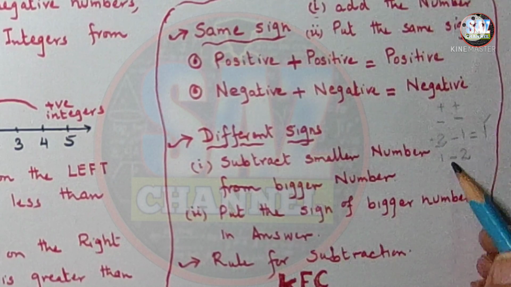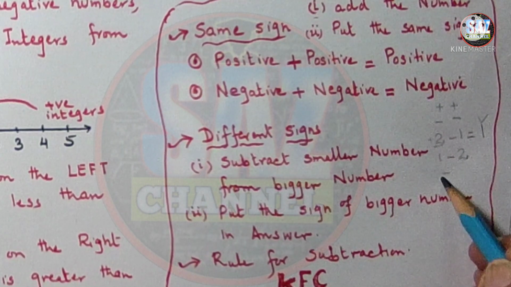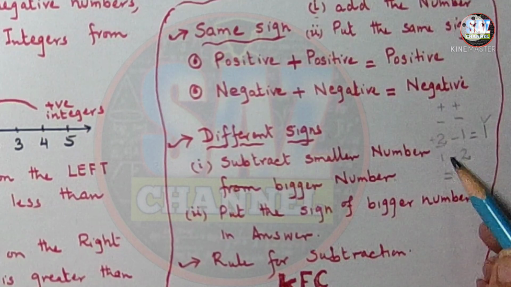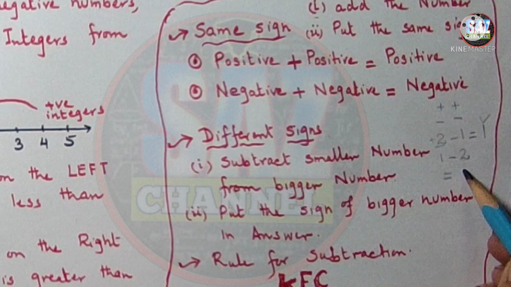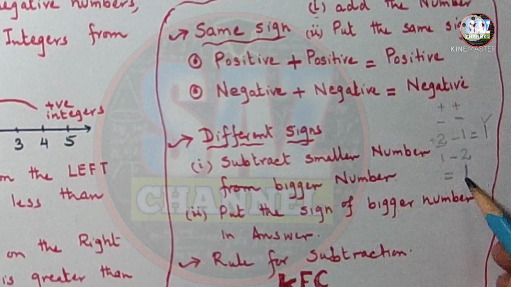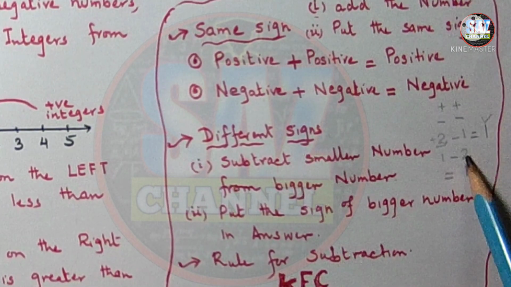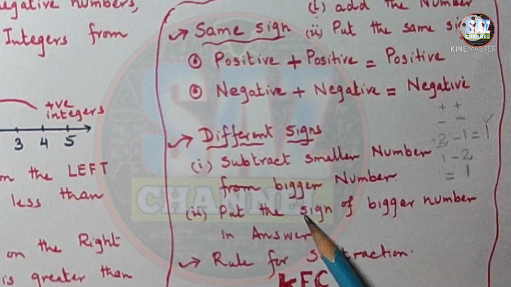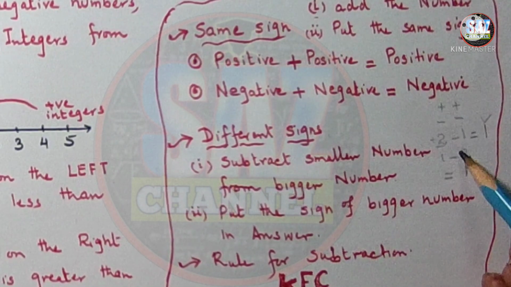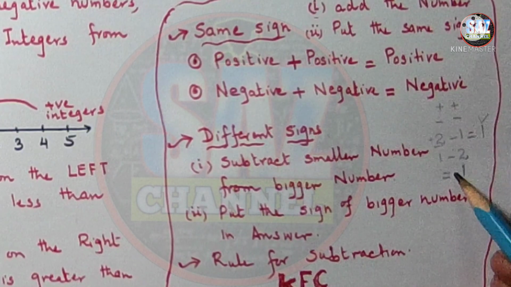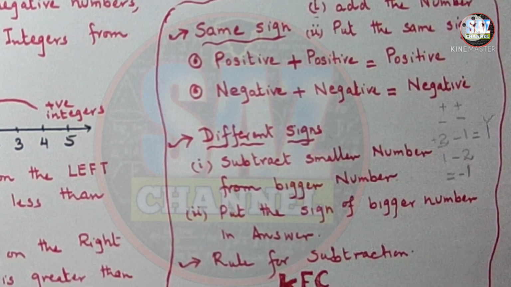And if we look at this situation, again we simply have to subtract, like we are performing the subtraction of 2 minus 1. This will be 1, and now I am subtracting the smaller number from the bigger number, and then I have to put the sign of the bigger number. The bigger number has the minus sign, so my answer will have a minus sign.